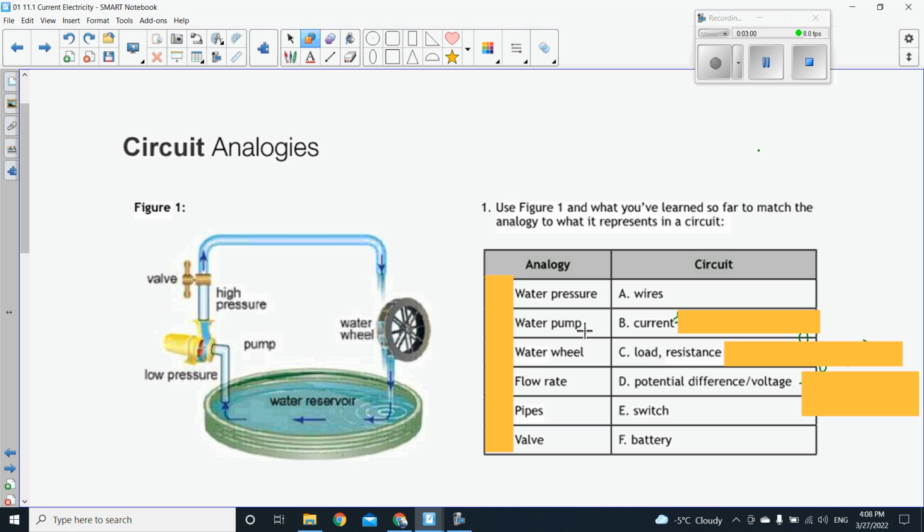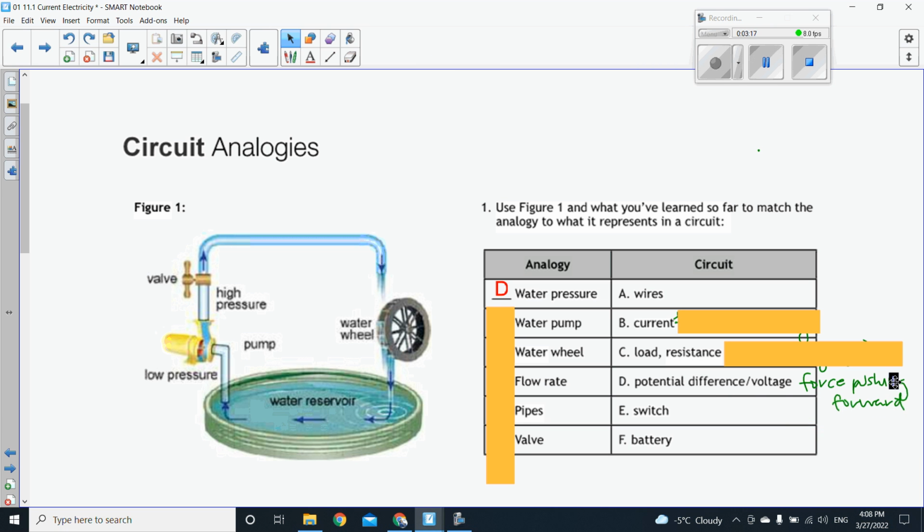Okay, and so over here, when we think about the water pressure, it is how much force is pushing the water. Okay, and so that's actually like D, okay, which is potential difference or voltage. Okay, so I want you just to copy down also the fact that it is the force pushing forward. Okay, so the electrons are getting pushed forward by a force that is called potential difference or voltage. The water pump is what actually takes this low pressure water, pumps it up and sets it to high pressure. Okay, and so over there, that's actually the function of the battery. Okay, so the battery pumps up the electrons and gives them more force or pushes them.